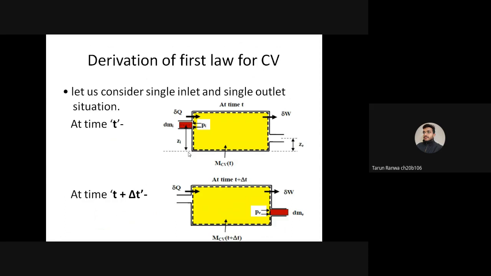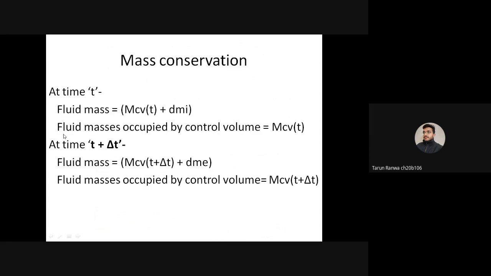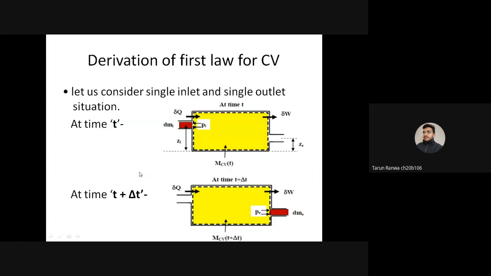So now the derivation of the first law for a CV. Let us consider a single inlet and single outlet situation. Let's say at time t, this is mcv at time t, the mass of the control volume at time t. This is dmi, the mass entering from the inlet stream at time t, and some energy delta q is also entering from the inlet stream.